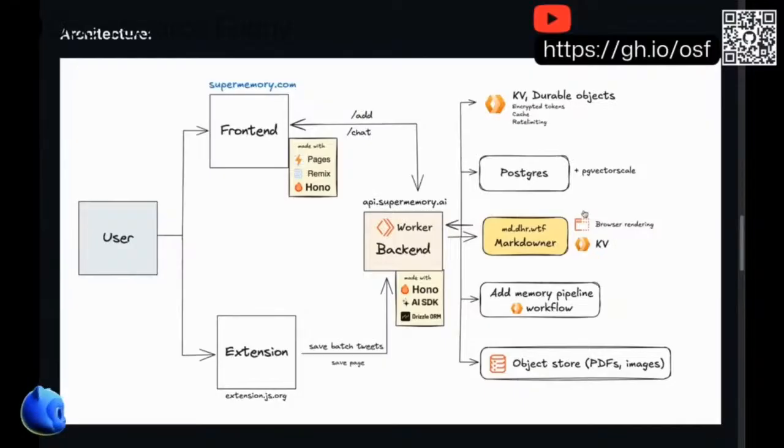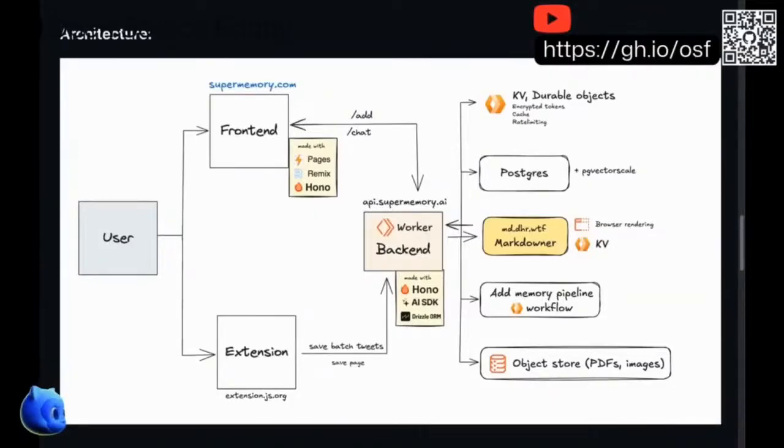And then Markdowner is another project of mine, which is an alternative to Firecrawl or Jina AI reader. It can go to a website and then extract content out of it in the form of Markdown. It's also open source. It has 1,000 stars right now. And to add memory, etc., I use workflows, and then there's an S3 compatible object store for multimodal media.